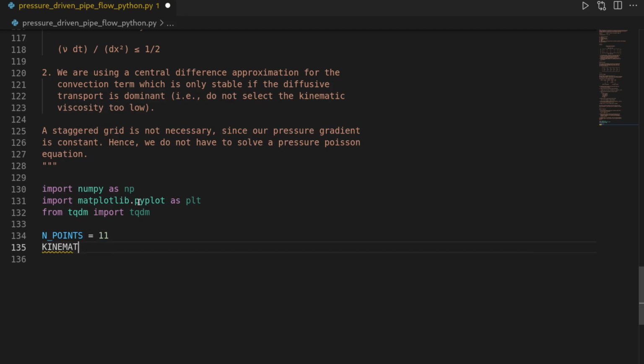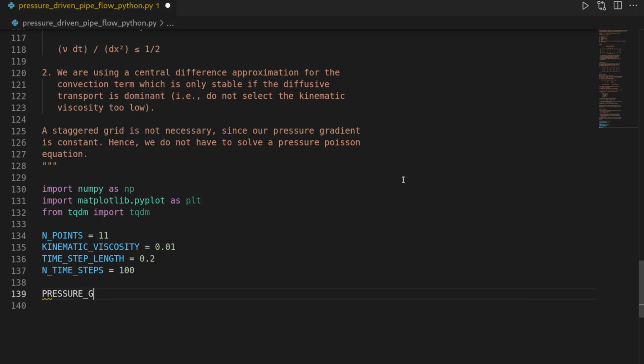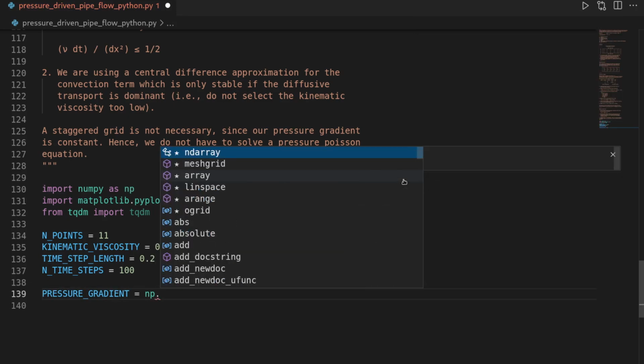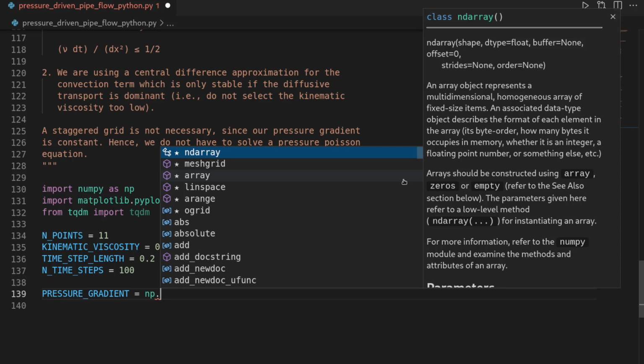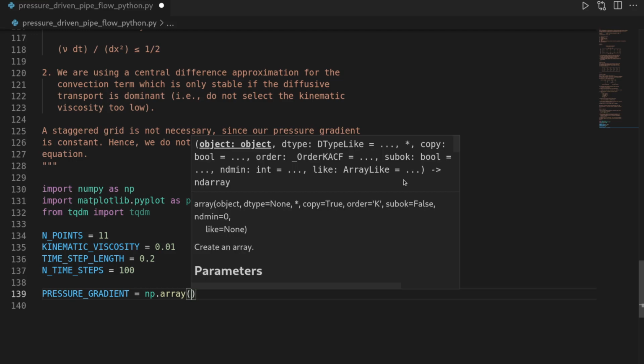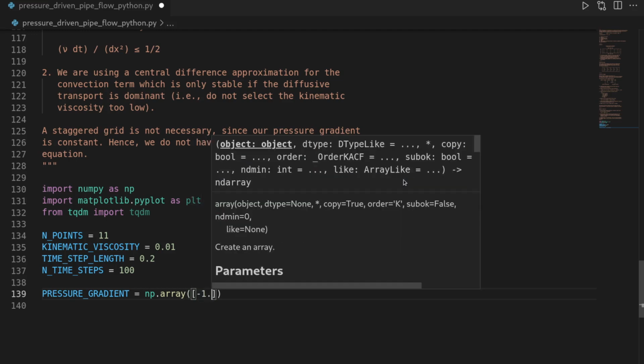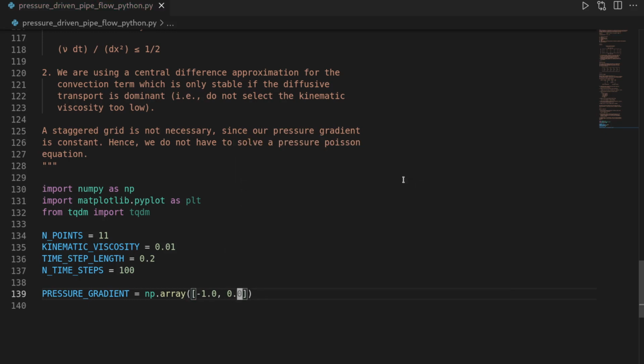Then let's use a kinematic viscosity of 0.01 and a time step length of 0.2, and let's perform 100 time steps. Then we also have to define the prescribed pressure gradient. In order to remind yourself that the gradient in 2 dimensions is a 2-dimensional vector, I will also use a NumPy array here. And what I want to use here is minus 1.0 in x direction and 0 in y direction, because we don't have any flow in y direction, and there is also no pressure gradient here. Of course, you could also just only save the -1 for the pressure gradient in x direction.